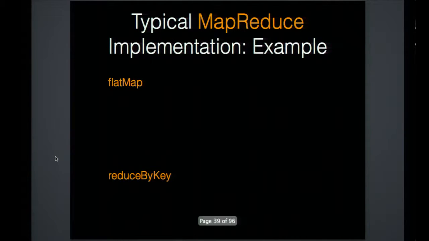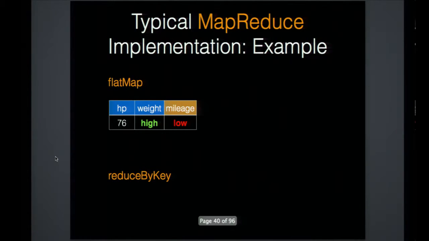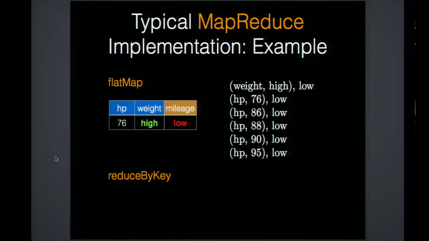So let's try and understand this better with an example. Say you had one instance with horsepower 76, weight high, and mileage as low. You would end up emitting six splitting conditions that you would satisfy. That is, weight is high, which is an obvious one, horsepower less than or equal to 76, less than or equal to 86. And you would emit out the label, which is low in this scenario.